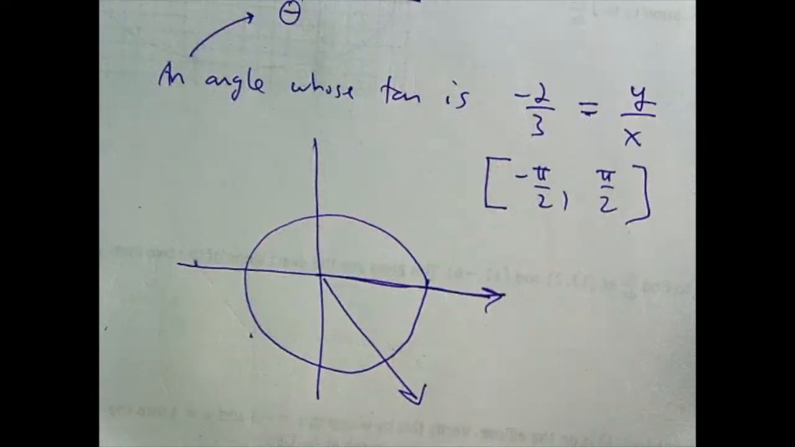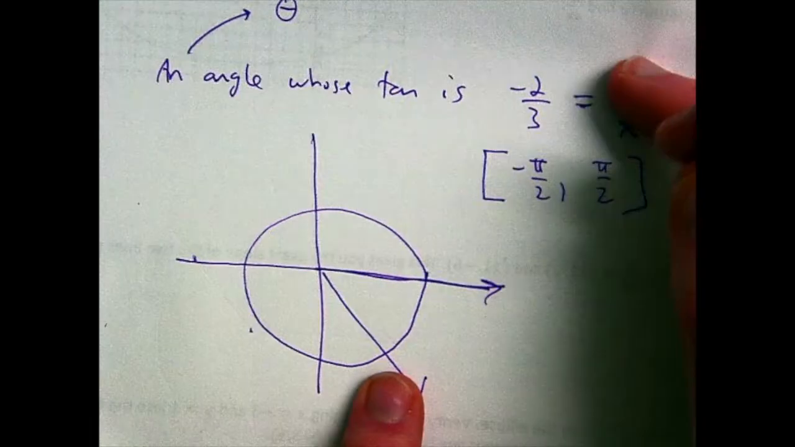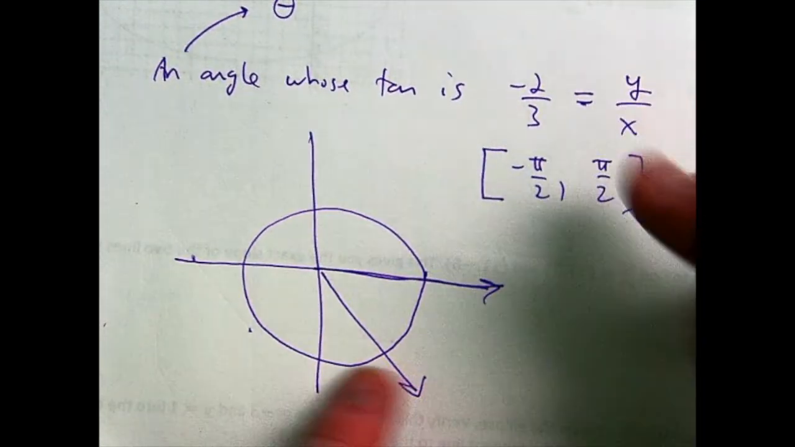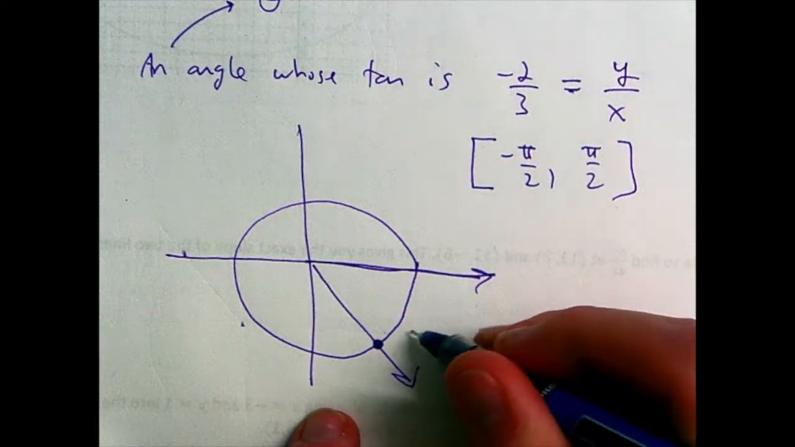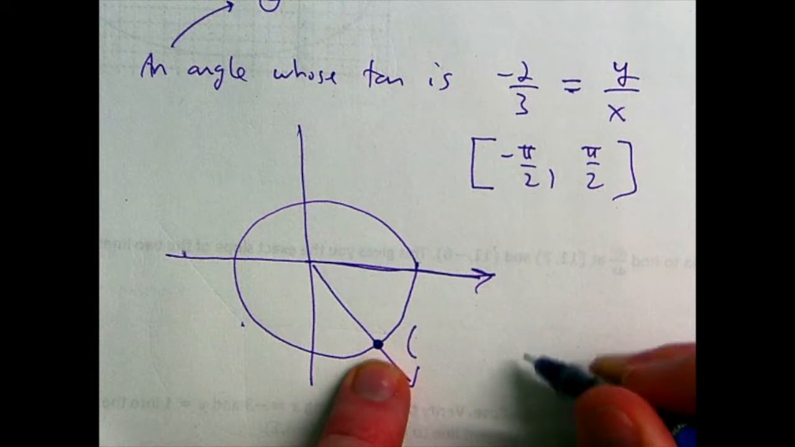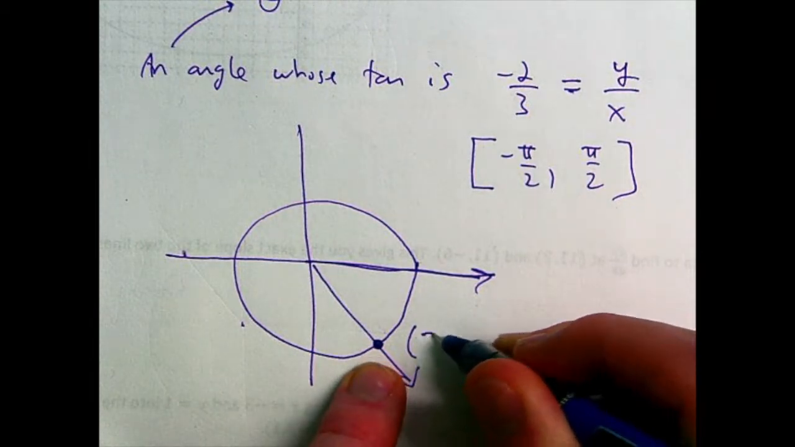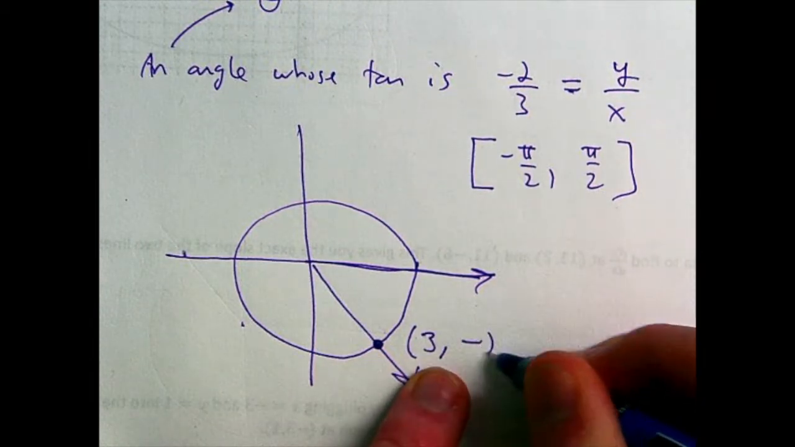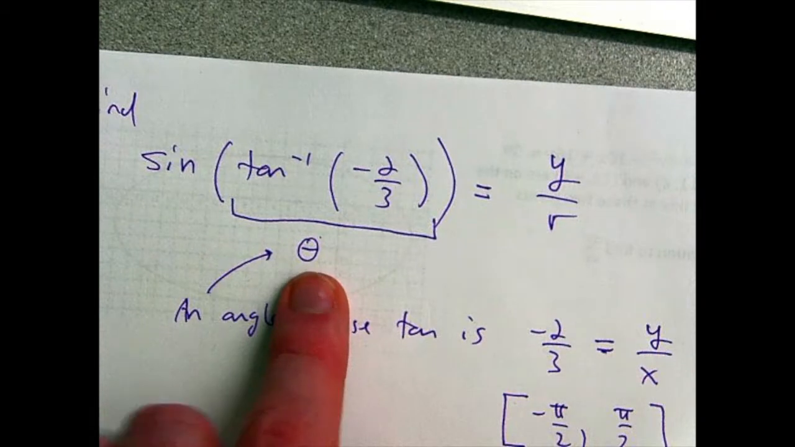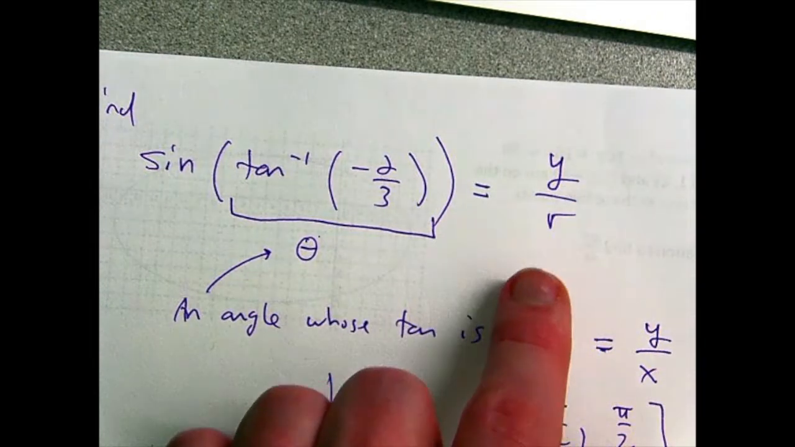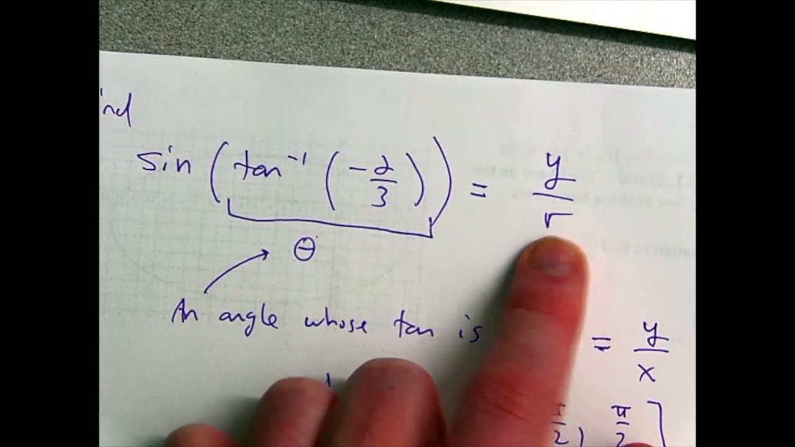So how do I put that into my diagram? Well, y and x refer to the y-coordinate and x-coordinate of this intersection point right here. So the coordinates of this point must be: 3 is x and y is negative 2. So that's my x and that's my y. Now, to evaluate sine of theta, I need to know y over r. I already know what y is. I just have to figure out what r is.